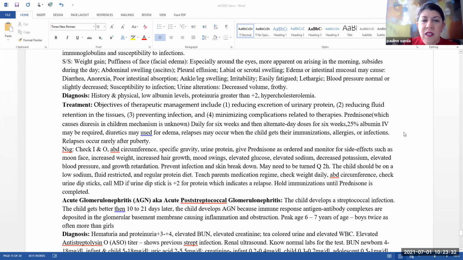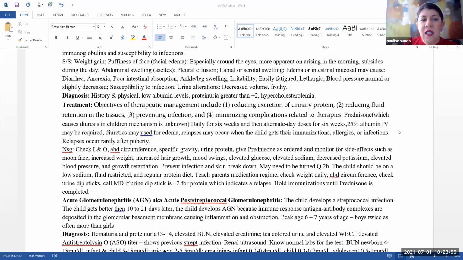Diagnosis: history and physical, low albumin levels, and then proteinuria greater than +2, as well as hypercholesterolemia. The treatment objectives for therapeutic management include reducing excretion of urinary protein, reducing fluid retention in the tissues, preventing infection, and then minimizing complications related to therapies.